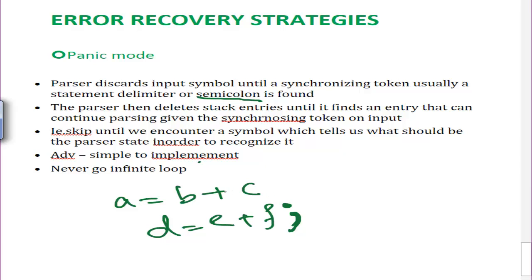Say for example, a equals b plus c, then I saw that there is no semicolon in it, so I found the error here. So what I do is I switch on the panic button. The compiler will go into panic mode, and it throws off everything until it finds a synchronizing token, that is this semicolon.